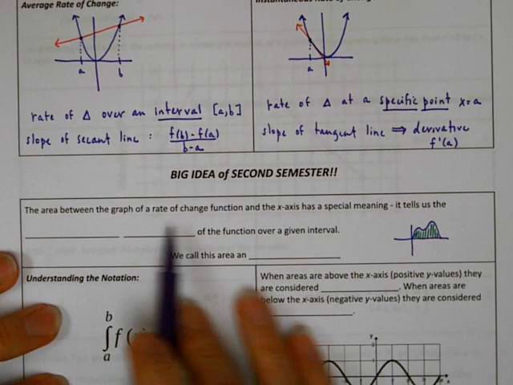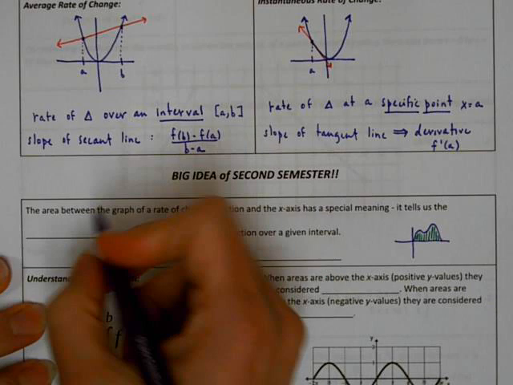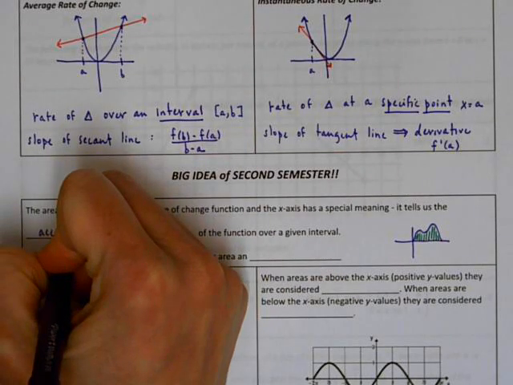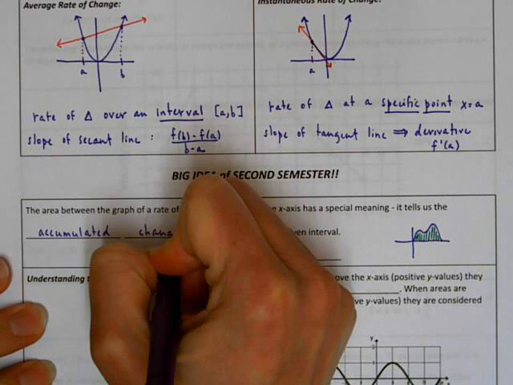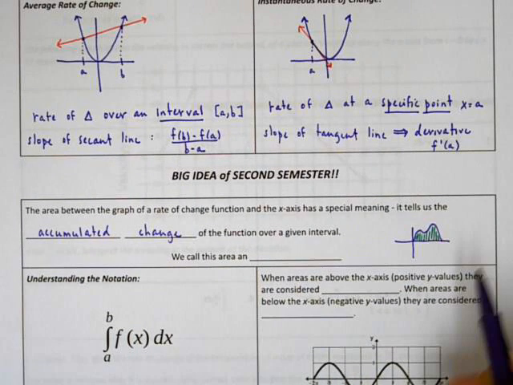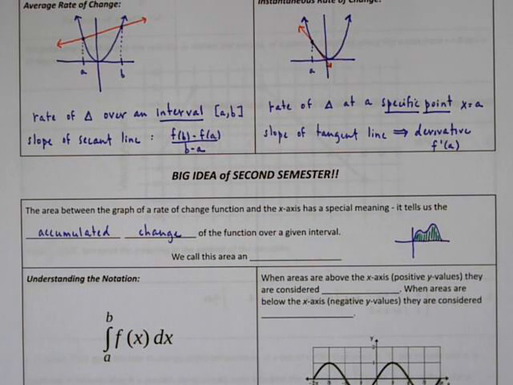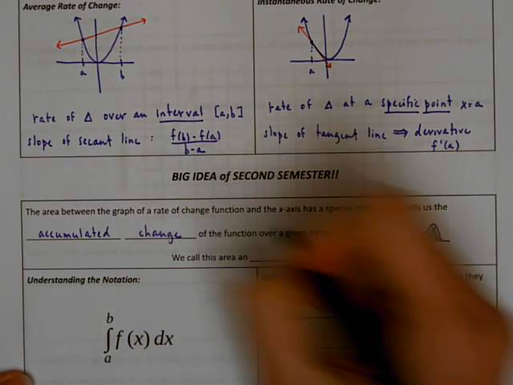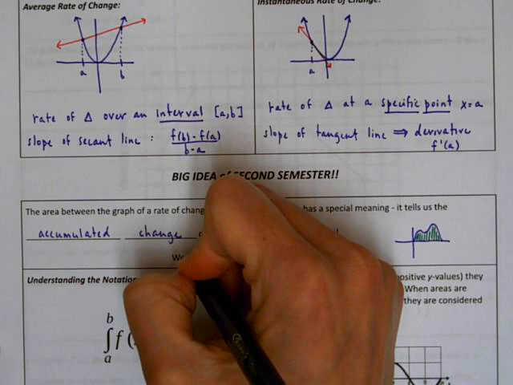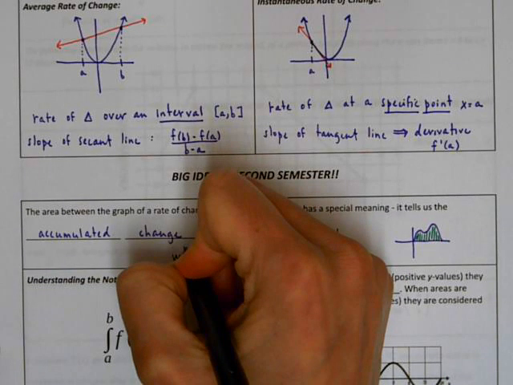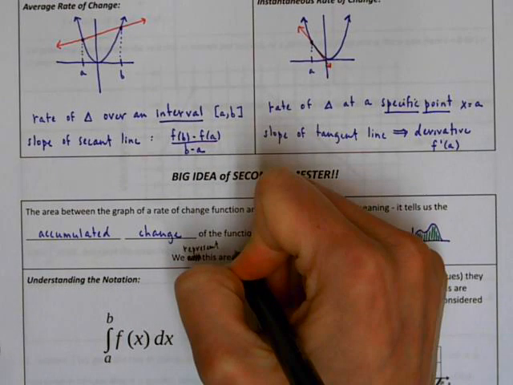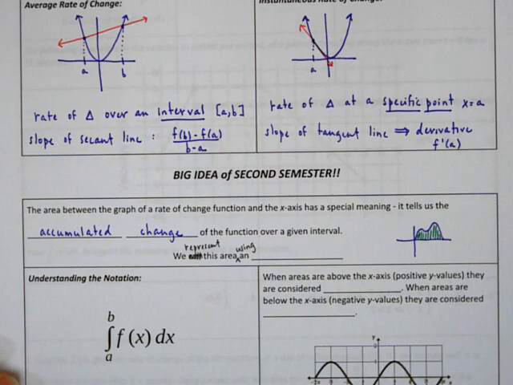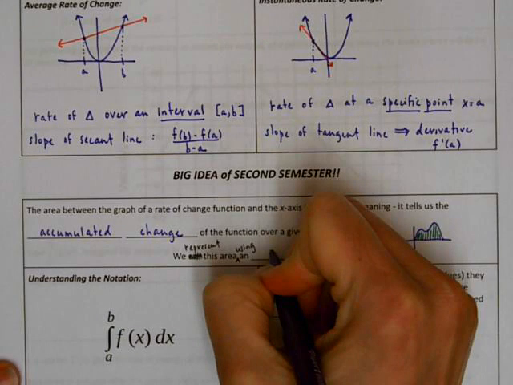When we look at that area, it's actually telling us the accumulated change of that function over the given interval. It's telling me how much change has taken place over that interval. Now I want to change this a little bit. Instead of saying we call this area, we represent this area using an integral.